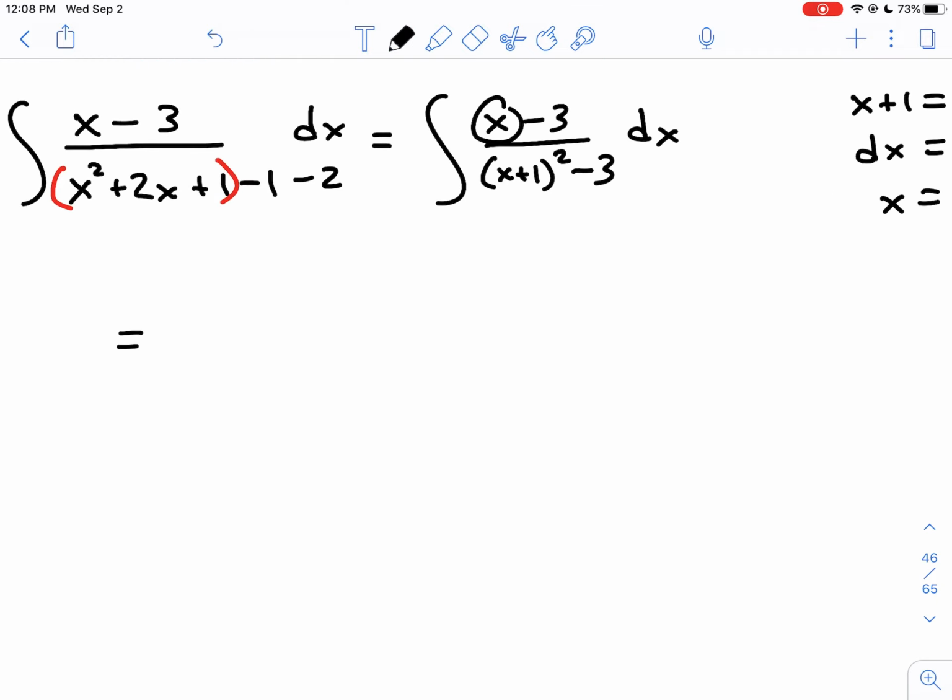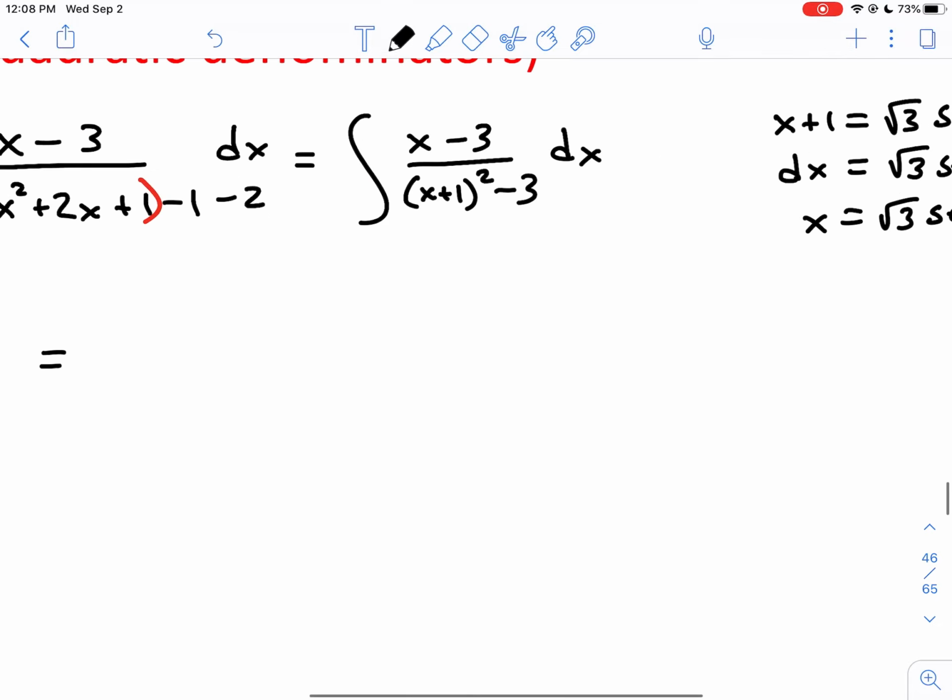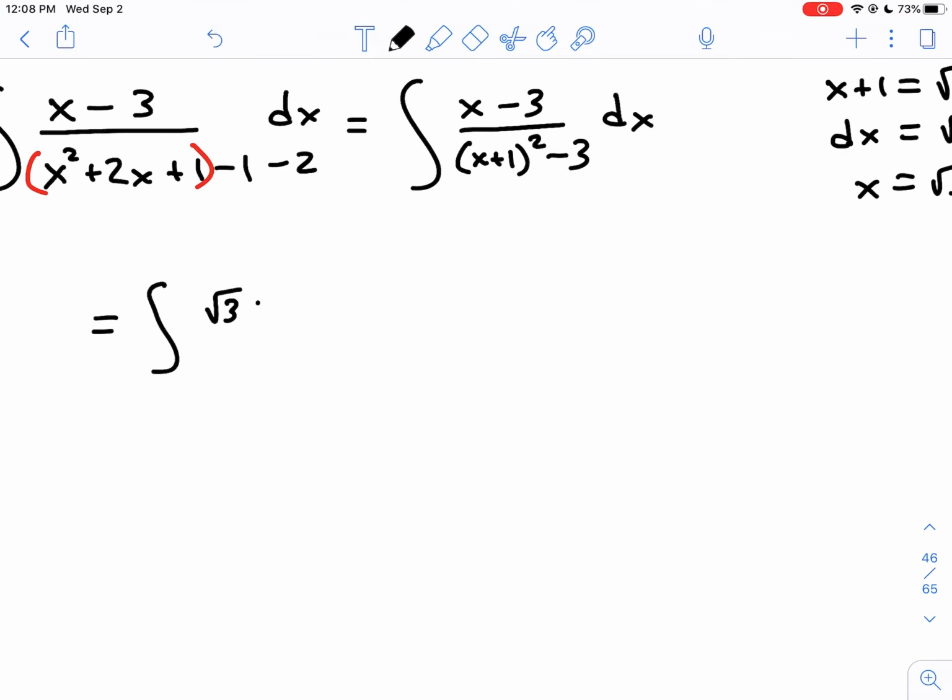Well, the x that's up top here becomes this. So we get an integral of radical 3 secant u minus a 1. So there's the x, and then minus a 3. So I'm going to go ahead and just combine that right now and just say it's minus 4. So there's my new numerator.